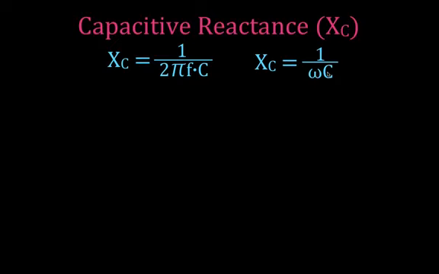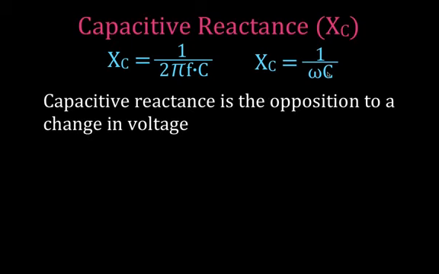Now, before we begin, I just want to remind you that the capacitive reactance is the opposition to change in voltage across the capacitor. It's not really the resistance, it's the reactance, it's the opposition to the change in voltage. Some people say it's just the opposition to an AC voltage source, okay, or an AC current.